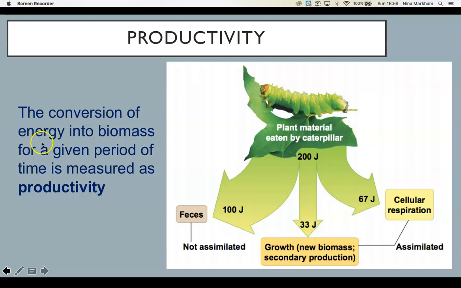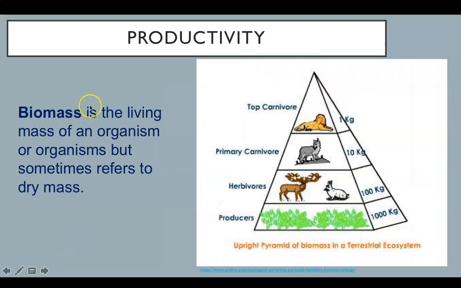The conversion of energy into biomass for a given period of time is measured as productivity. In other words, the conversion of plant material or plant energy eaten by the caterpillar into new mass or growth of the caterpillar is called productivity. There is also a new vocabulary on this slide, namely biomass. Biomass is the living mass of an organism or organisms, and it also sometimes refers to the dry mass.